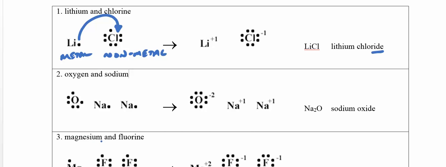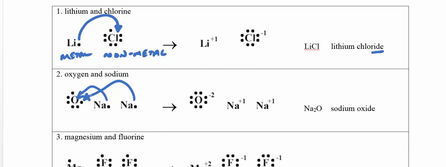Let's try oxygen and sodium. Now, we know that sodium has 1 electron to give away. Oxygen wants to gain 2. It has a valence of 6 electrons, right? Notice how I've not paired the last two electrons. So it wants to gain 2 electrons. So the way that this ionic bond is going to work is that both of these sodiums, these are the metals, are going to give their electron to the oxygen, just like that.